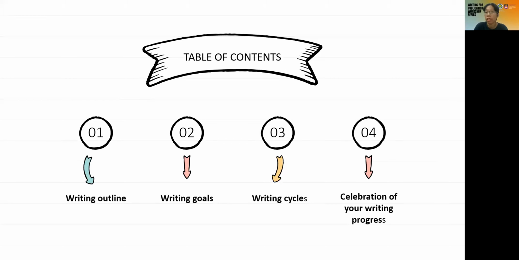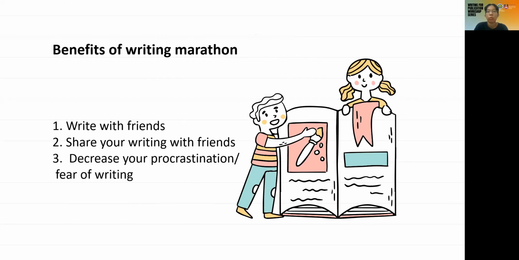And remember, you have to have the writing goals. Let's say, for example, if you're writing the introduction, how many words are you going to write? 50, 60, 70. And then you're going to write during your writing cycles. And after we finish, you're going to celebrate your progress by looking at how many words you managed to write.